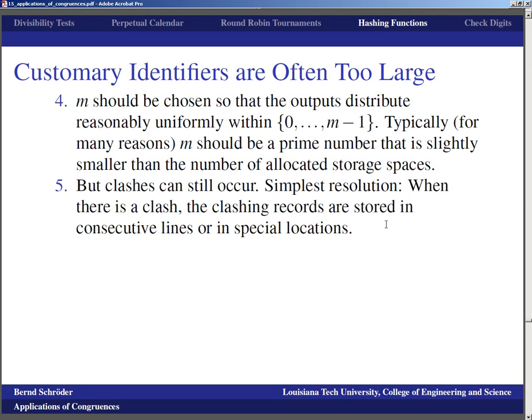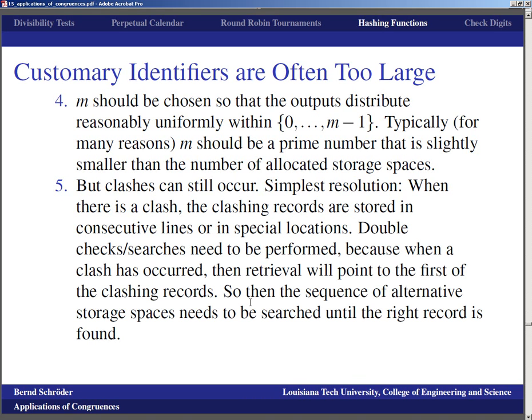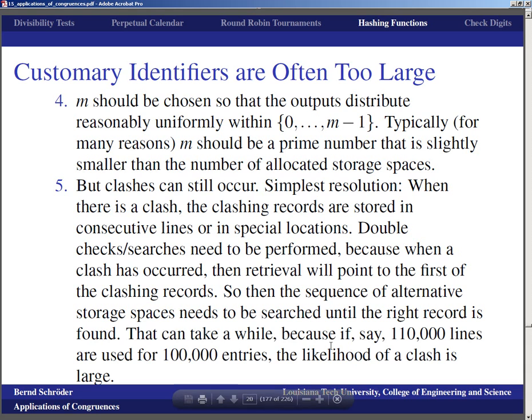Clashes can still occur, of course, and the simplest resolution is that when there is a clash, the clashing records are stored in consecutive lines or in special locations such as what's left over at top here. And that means double checks and searches still need to be performed when a clash occurs, but the retrieval will point to the first of the clashing records. Then the sequence of alternative storage spaces needs to be searched afterwards until the right record is found. And that can take a while, because if you've got, say, 110,000 lines for 100,000 entries, the likelihood of a clash still is quite large.